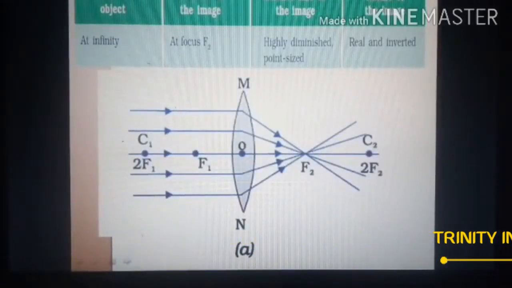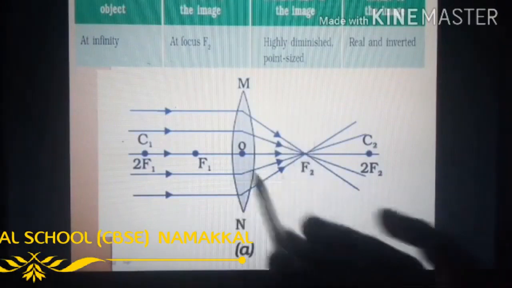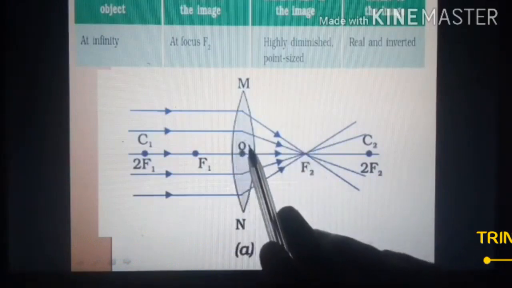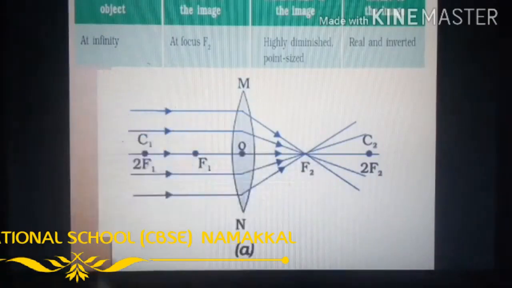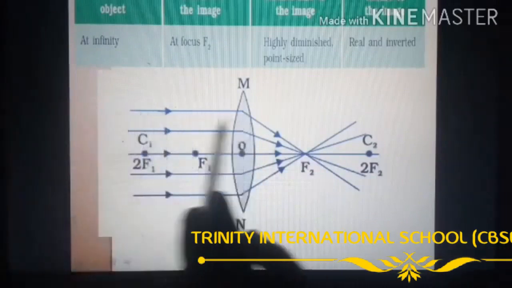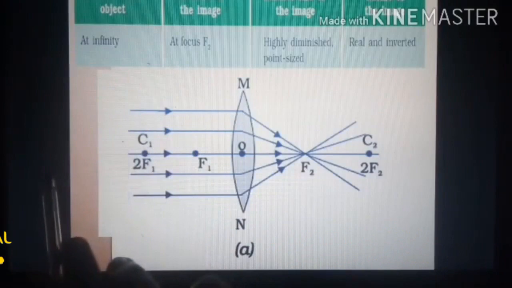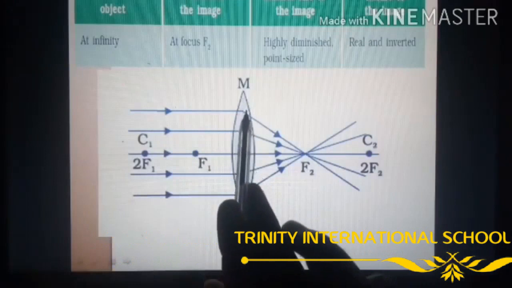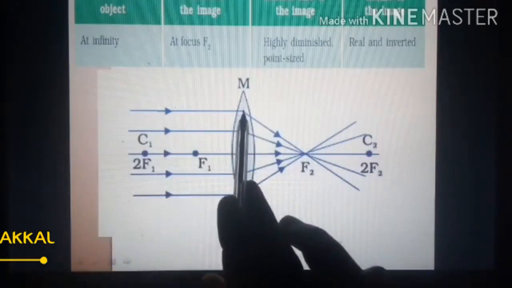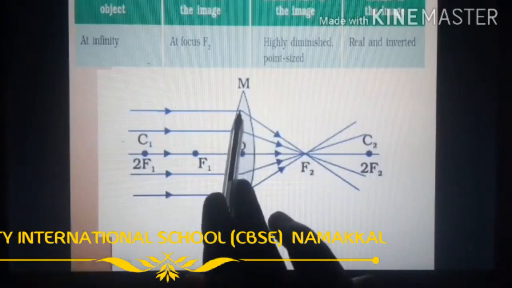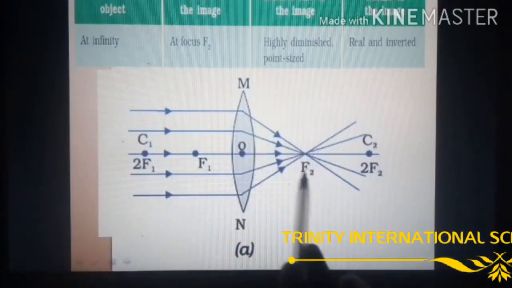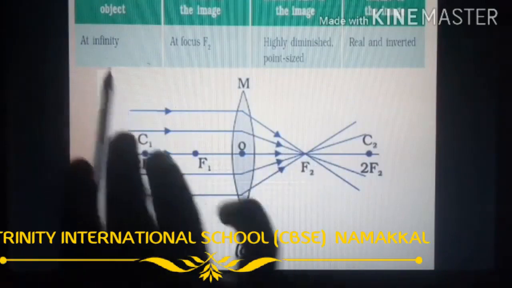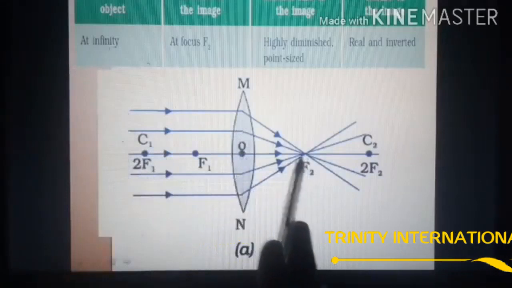Here there are different rays passing through the convex lens. Initially we consider the ray coming from infinity. Rays coming from infinity means parallel rays, which means the object is placed at infinity. After refraction, falling on the lens, all rays converge at a point. That point is the principal focus. So with the object placed at infinity, after refraction the image will be formed at the focus.